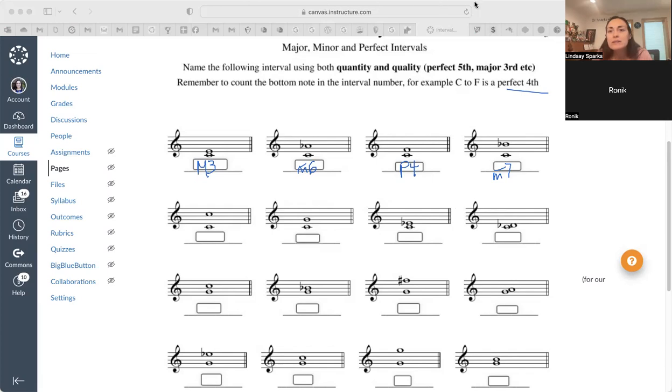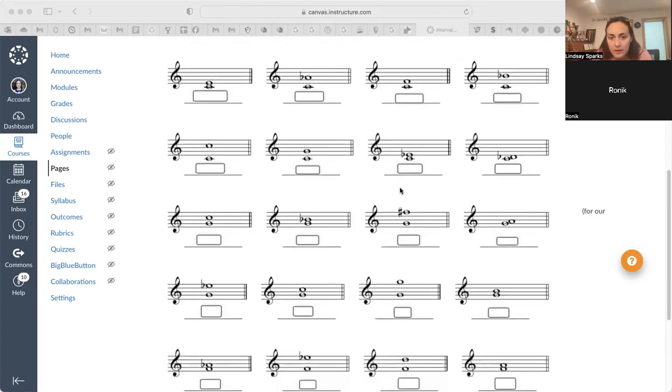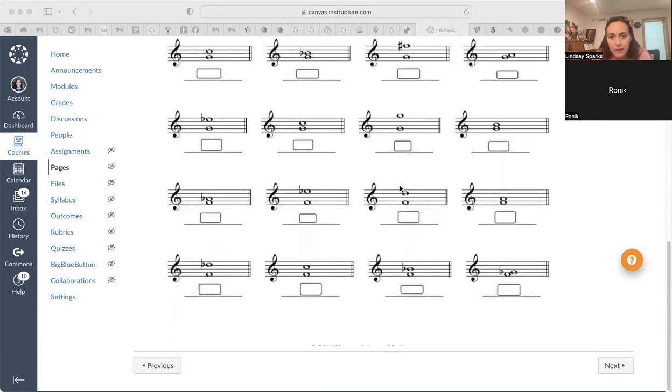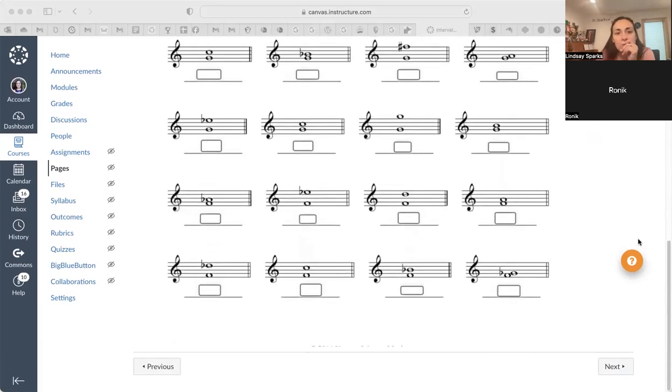Let's scroll down a little bit here. I'm going to have to erase this because that's just how Zoom works. Let's scroll down and do another one. They don't get very adventurous in their chord qualities here. Let's do these two up here in the very top row.